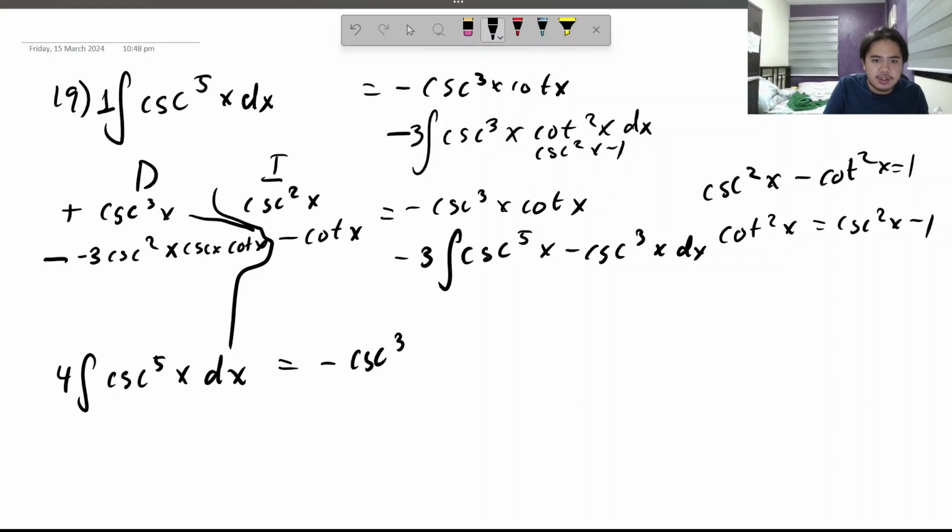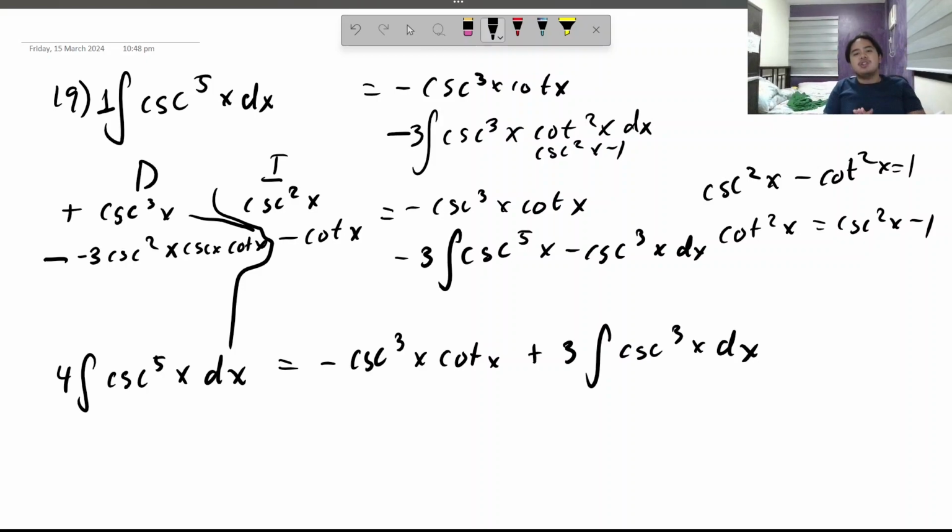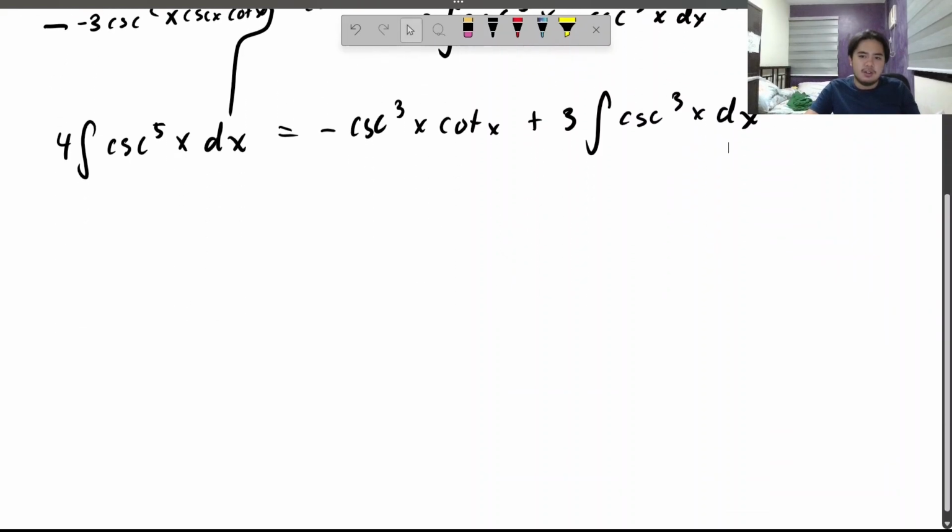Negative cosecant cube x cotangent x. And then minus minus is plus 3, then the integral of cosecant cubed x dx. Our good old friend cosecant cubed x. Now, if you've watched previous videos of mine, you may remember secant cubed x. Now it's cosecant. Same thing, not that much harder, but it's tricky to get a hold of it.